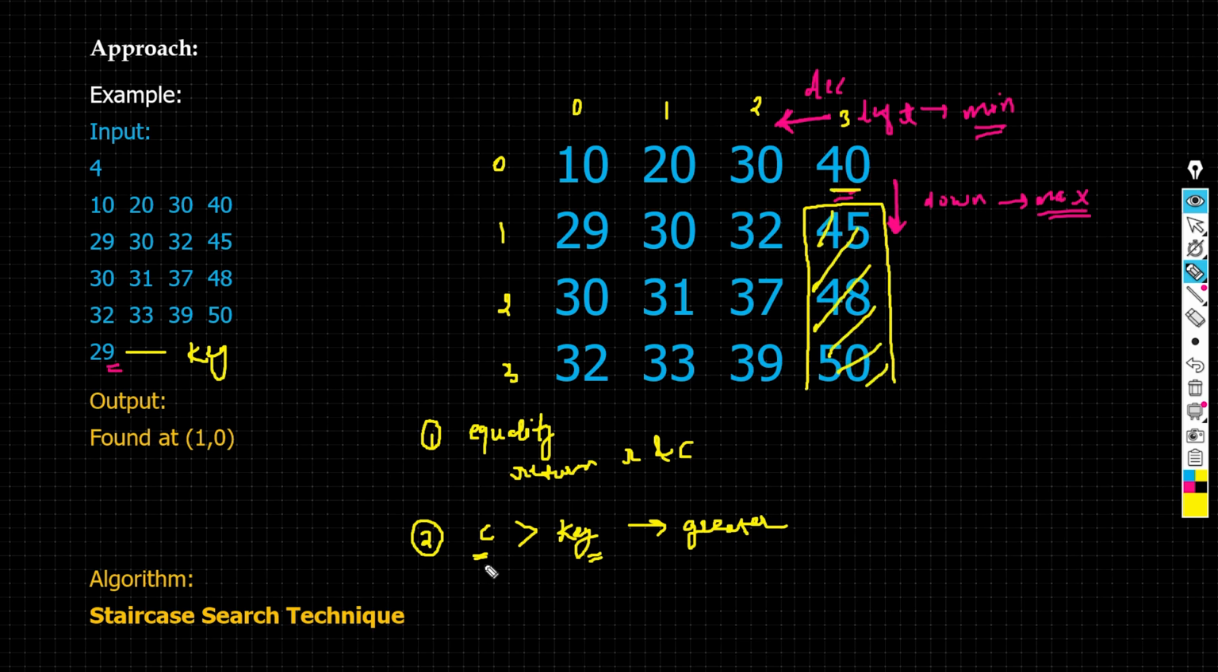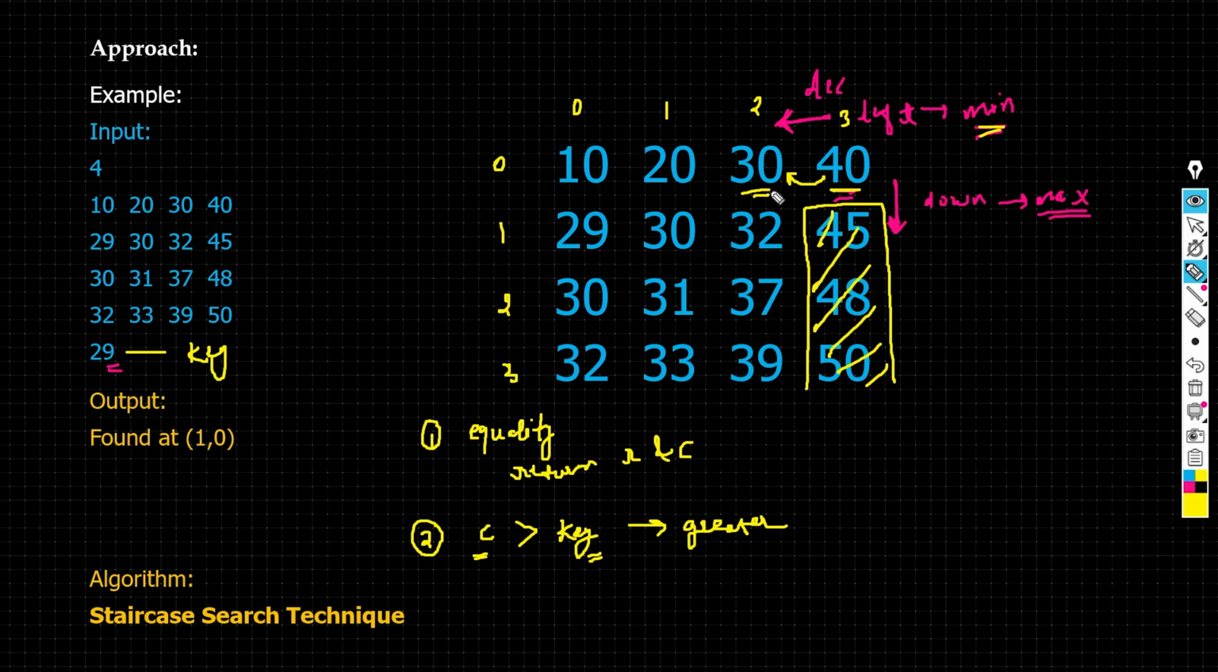Now, to find the minimum value, what direction should we choose from the current value, down or left? We will go to the left, so we will go to the 30. After reaching the 30, again we compare the equality. Is 30 equal to 29? It is not. Then is it greater than 29? Of course it is greater than 29. Current value 30 is greater than 29, right?